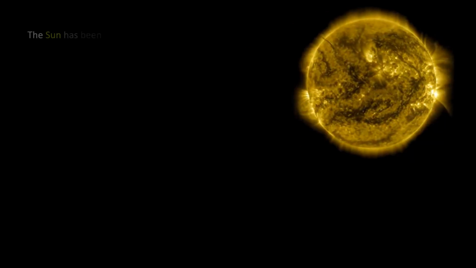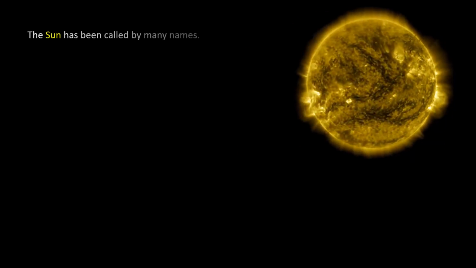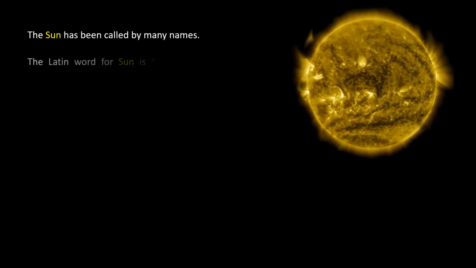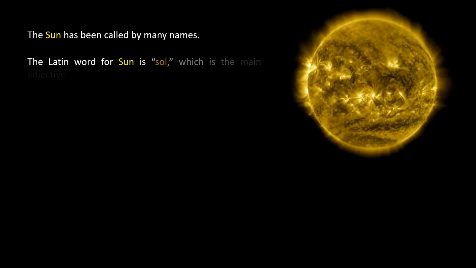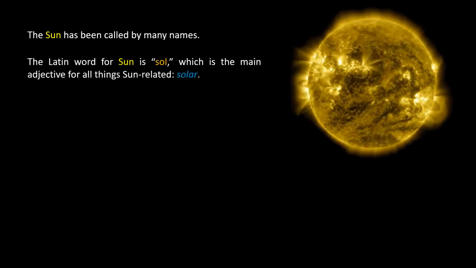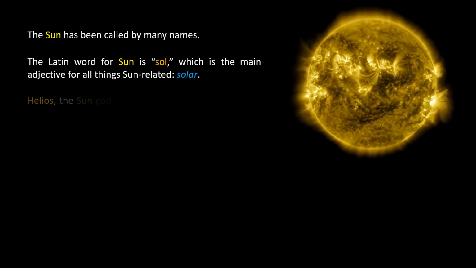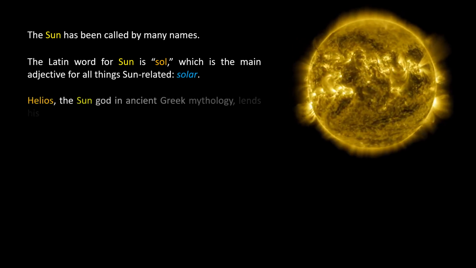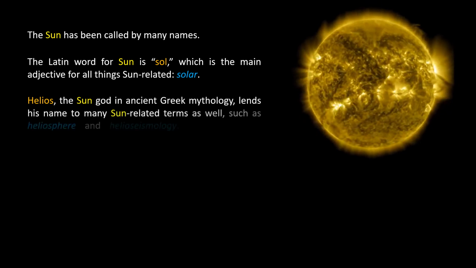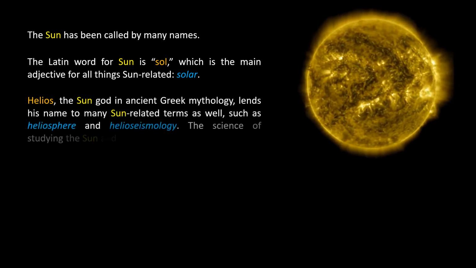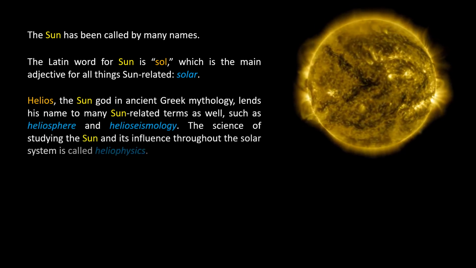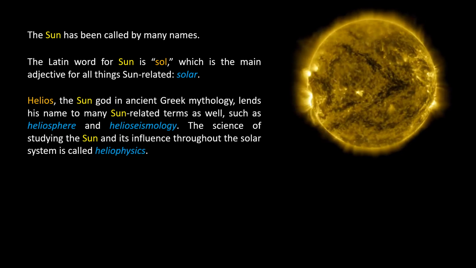The Sun has been called by many names. The Latin word for sun is sol, which is the main adjective for all things sun-related, solar. Helios, the sun god in ancient Greek mythology, lends his name to many sun-related terms as well, such as heliosphere and helioseismology. The science of studying the sun and its influence throughout the solar system is called heliophysics.